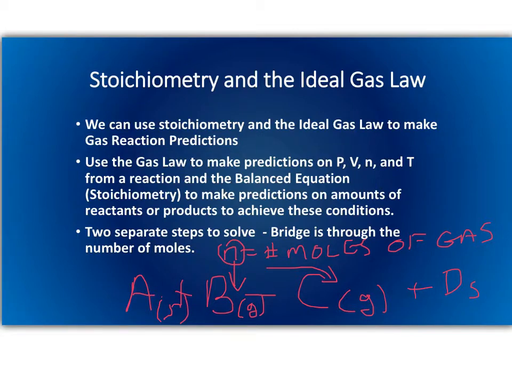We'll show you a little bit more about this in a second. If we know the number of moles of gas here, then we can make a prediction of the C gas, or we can make a prediction of A, or even D, based on the moles of the gas from the ideal gas law. All right, so let's erase all this.